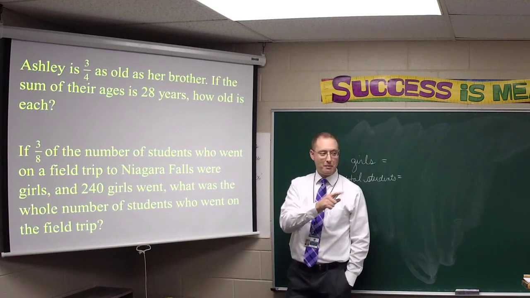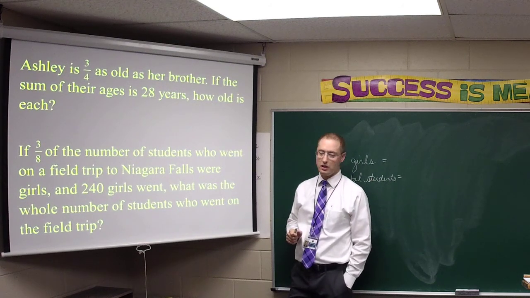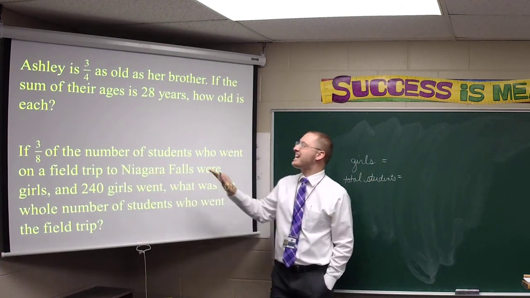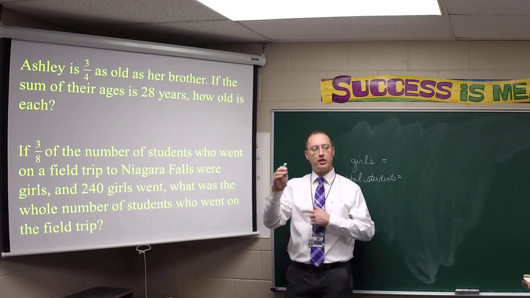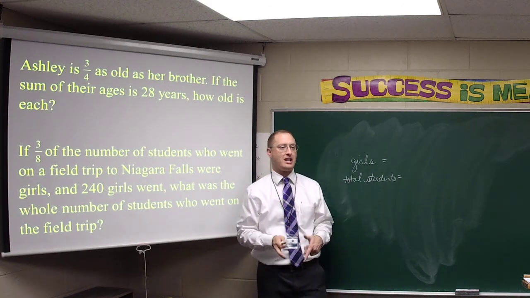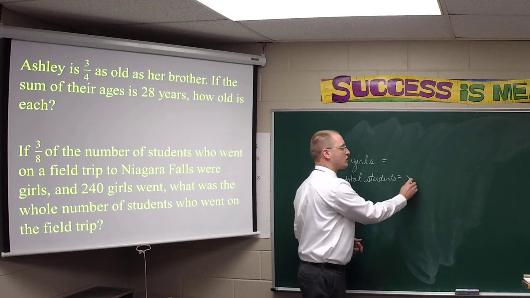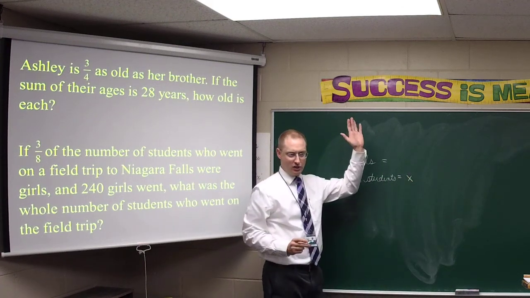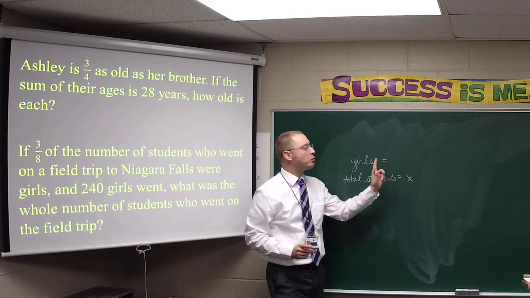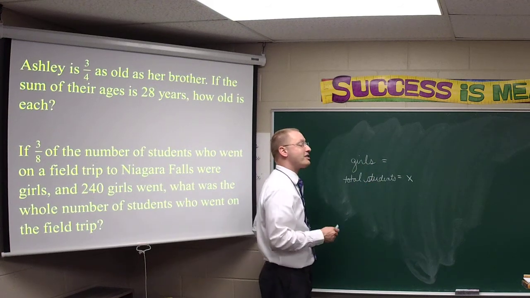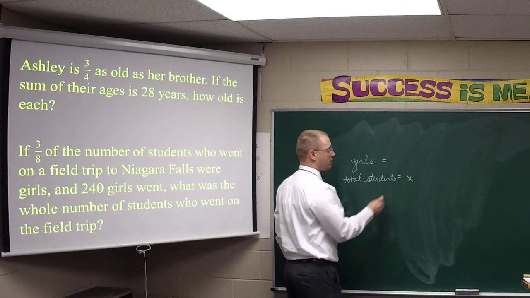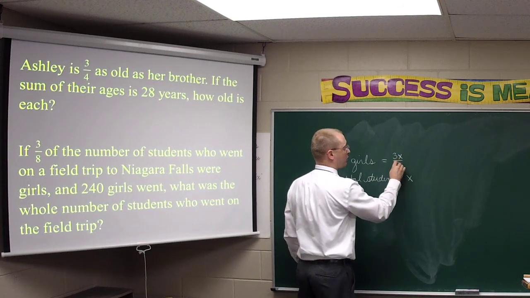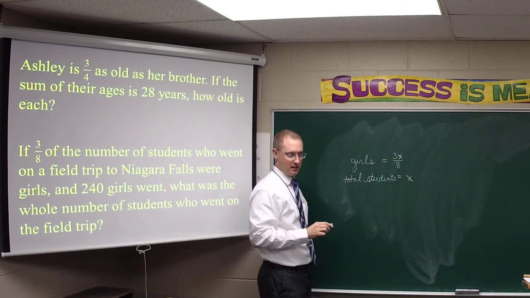Right. What statement tells you it's total students? The very beginning says 3/8 of the number of students were girls. But a better way to think of that is girls were 3/8 of the number of students. So we're going to let students be X. How many saw that? So how would we represent girls if 3/8 of all the students who went were girls? 3/8 X or 3X over 8.